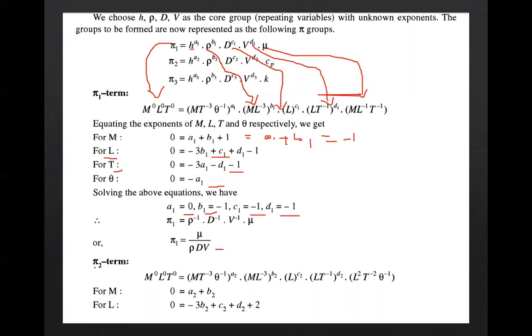Similarly, we get the value of pi 2 when we equate the powers. When we compare them, we get pi 2 is equal to h raised to power minus 1 into rho into V into Cp. That means pi 2 is equal to Cp into rho into V upon h. Okay. And since the dimensions of h and k upon d are the same, pi 2 is converted. That means if h is converted into k upon d, pi 2 is equal to Cp into rho into V d upon k.